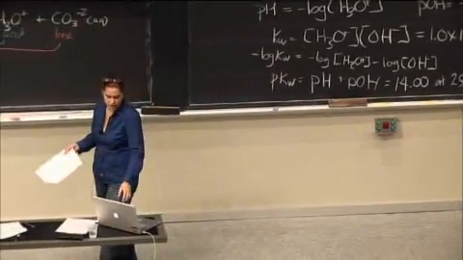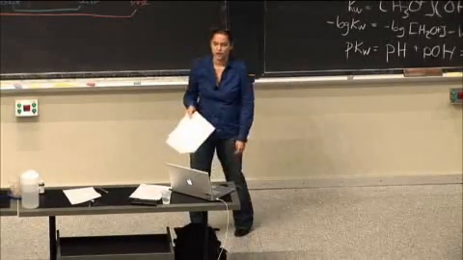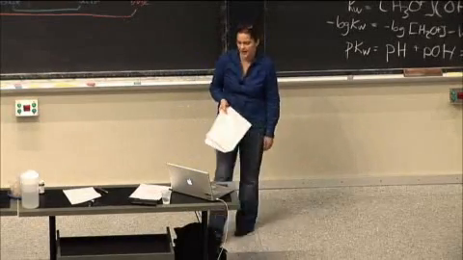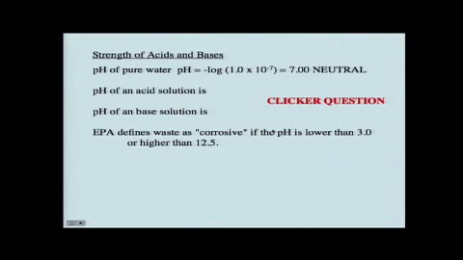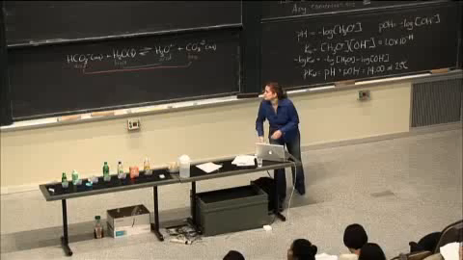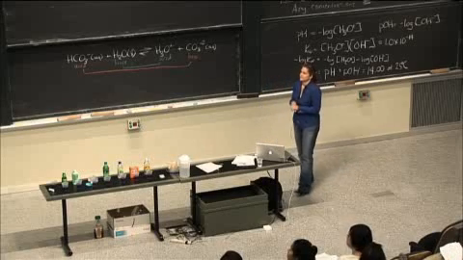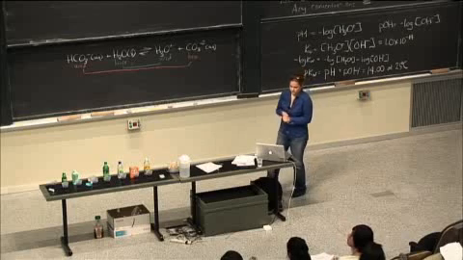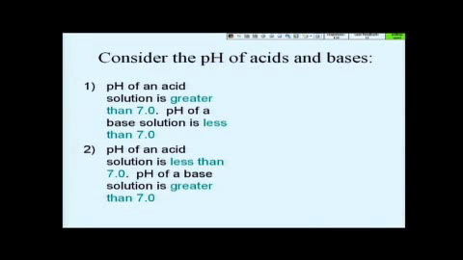So pH and pOH, what does pH do for you? Well, the pH tells you about the strength of the acid. So the pH of pure water should be neutral, which is 7. And now tell me what the pH of an acid is, or the pH of a base. Okay, let's just do 10 seconds on this. This is pretty straightforward.